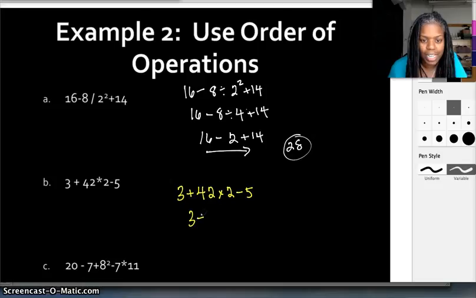So this is going to be rewritten as 3 plus. Notice everything else stays the same, but I'm going to handle the thing that is most pressing, and this time it's multiplication. 42 times 2 is going to give me 84, and then I have the 5.